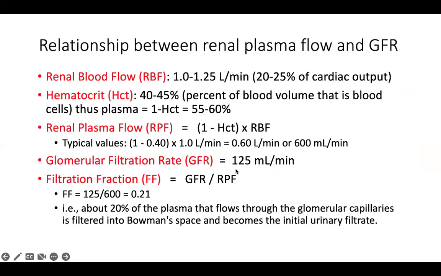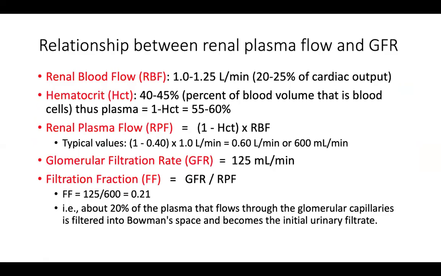So what's the relationship between renal plasma flow, renal blood flow, and glomerular filtration rate? Here are some definitions. Renal blood flow, again, is how much blood flow the kidneys are seeing from the heart. They're getting 20 to 25% of cardiac output, which works out to 1 to 1.25 liters per minute.